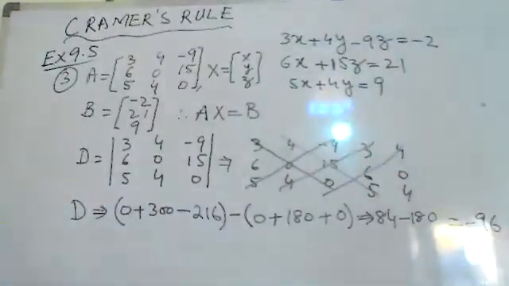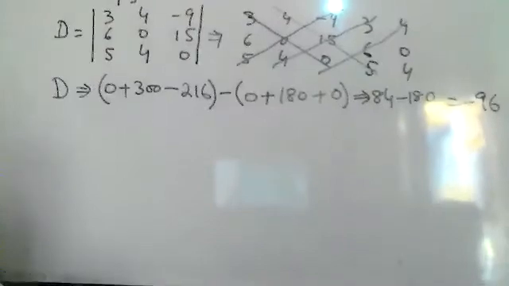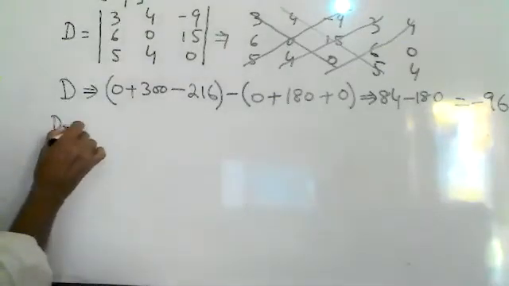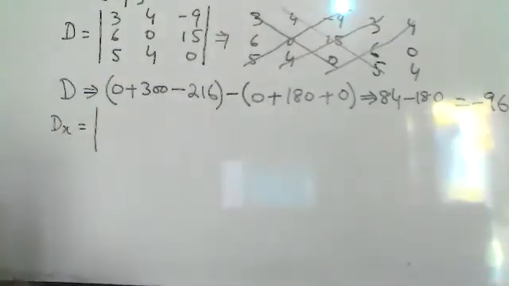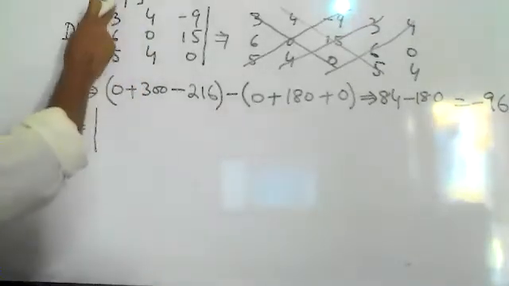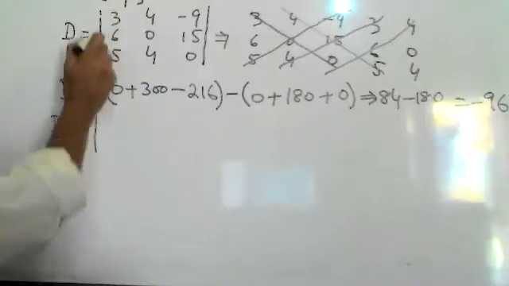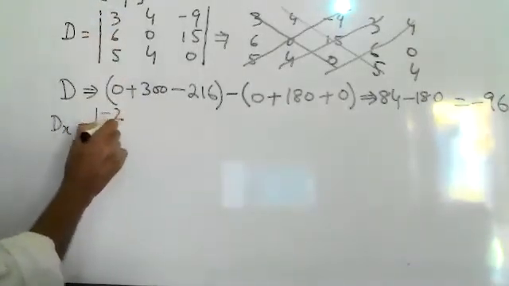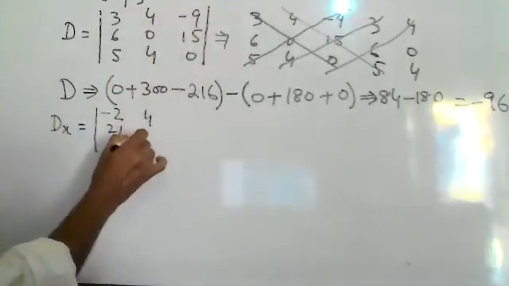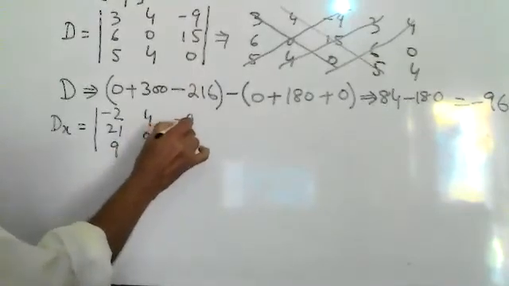Okay, now we will find dx, dy and dz. First we will find dx. Dx is a determinant in which the coefficients of x are replaced by the constants. तो इसमें coefficient of x ये थे, इसको constant से replace कर देंगे -2, 21, 9 से. The remaining two columns remain as it is.